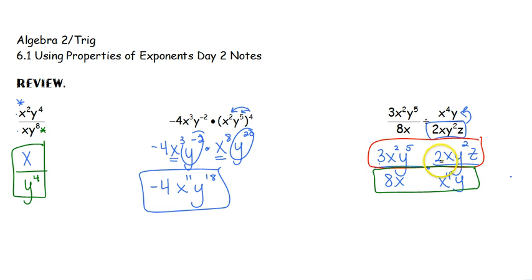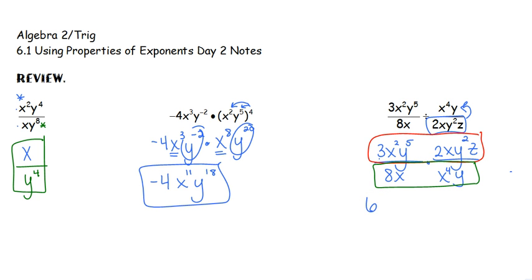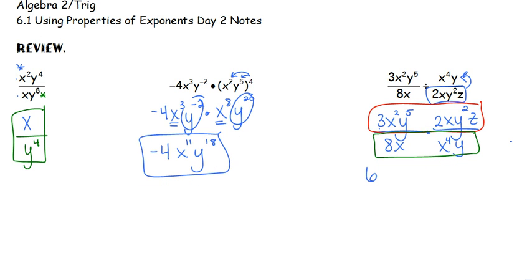So 3 times 2 is 6. That's a coefficient. Remember, coefficients follow normal rules. They don't have special exponent rules. X squared and x. I'm multiplying bases, so I add the exponents. Y to the 5th, y to the 2nd. 5 plus 2 gives us y to the 7th. And then there's just the z. On the bottom, we only have the one coefficient of an 8. X and x to the 4th, remember that it's an imaginary 1, so 1 plus 4 gives us x to the 5th.